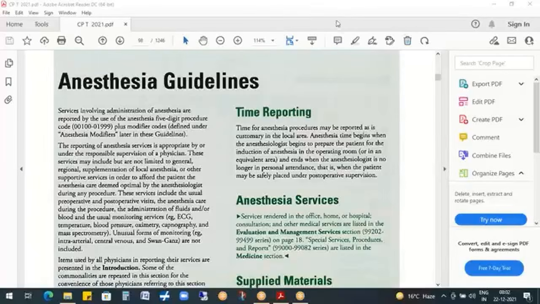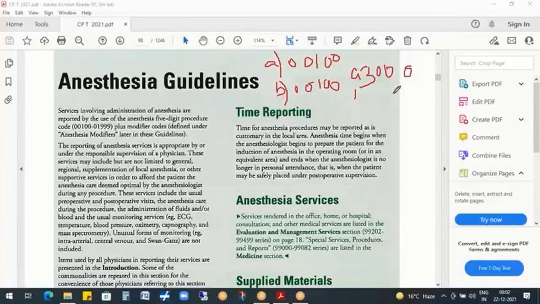Now, for example, you can see my screen. For example, you are getting option A like this: 00100. This is one anesthesia code. Option B: 00100, 93300. 93300 is the code for ECG. Now you are getting two options like this. Which one will you select?